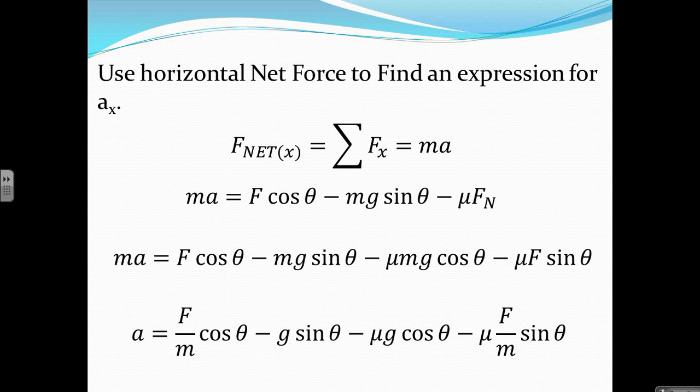And this is our expression. So acceleration equals F divided by m cosine theta, minus g sine theta, minus mu g cosine theta, minus mu F divided by m sine theta.